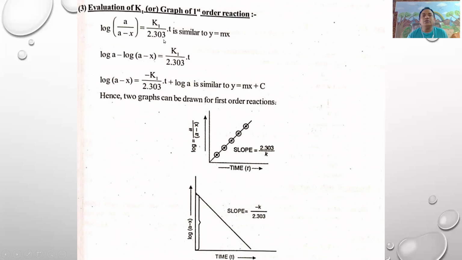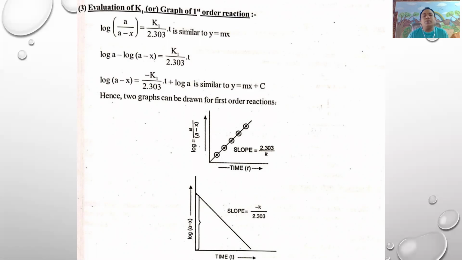Again, that implies log A minus log A minus X equal to K1 by 2.303 into T. It is similar to the y is equal to mx plus c general equation, or that can be written as log A minus X equal to minus K1 by 2.303 into T plus log A, which is similar to the y is equal to mx plus c general equation.